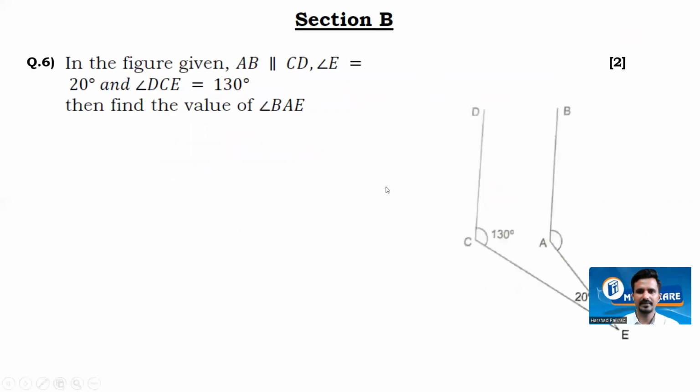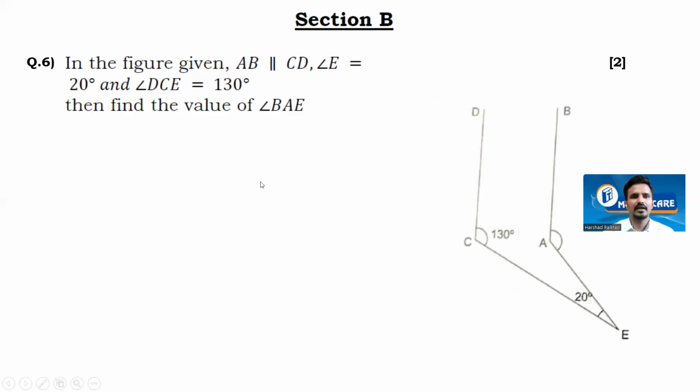Next question in section B, we have a figure given. In the figure, AB is parallel to CD, angle E equal to 20 degrees, angle DCE is equal to 130 degrees. Then find the value of angle BAE. So what we know is that the two lines AB and CD are parallel to each other. There is angle E which is 20 degrees. There is angle DCE which is 130 degrees.